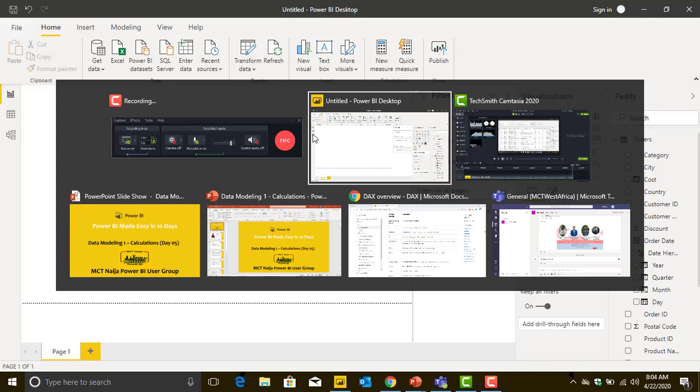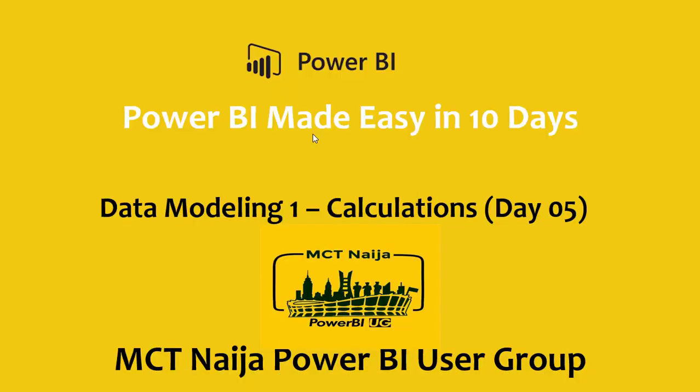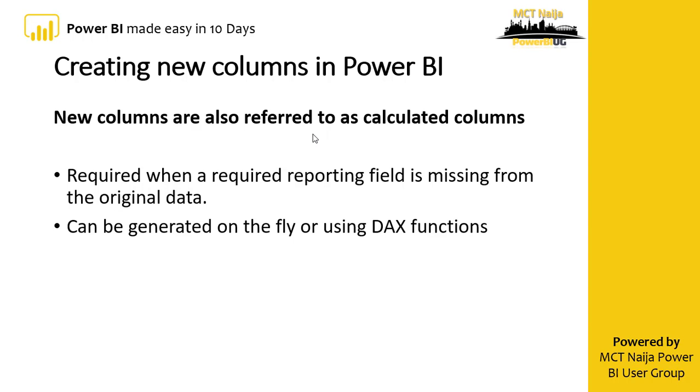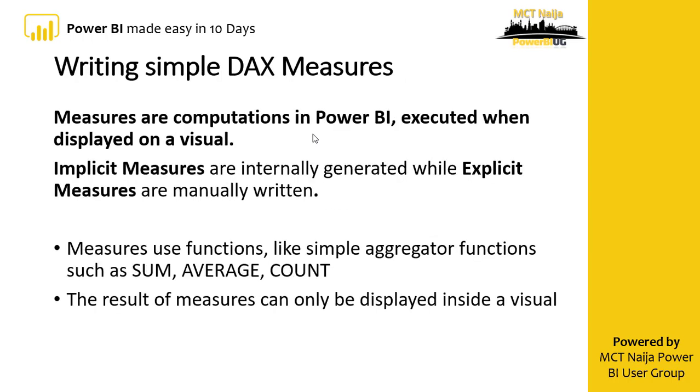Okay, so let's talk about measures now. Measures are different from calculated columns because measures are computations that you store inside. It's like creating a formula that you just store inside your Power BI. So it's not physical. You can see a column physically, you can see a table physically, but when you write a measure, you can't see that physically. We say we have two types of measures in Power BI. We have the implicit measure and we have the explicit measure.